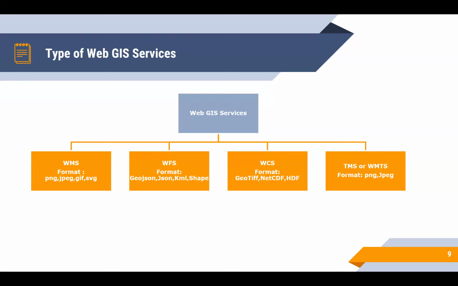The first one is WMS. The meaning of WMS is that when you publish your data as a WMS service, the user can only view your data. The user cannot edit your data. So in which format will the WMS service provide you the data? It will provide the data in PNG or JPG image format.